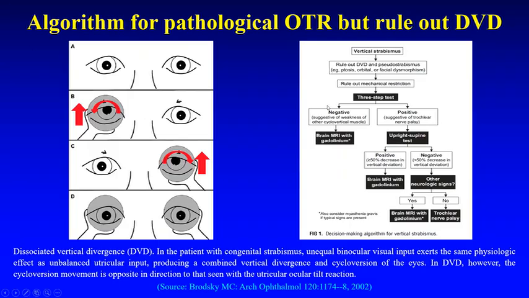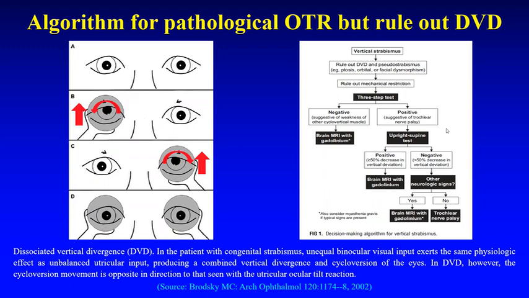So, vertical strabismus: here you see, rule out DVD and pseudostrabismus, that is ptosis, orbital or facial dysmorphism. Rule out mechanical restriction and then do a three-step test. If the three-step test is negative, it is suggestive of weakness of other cyclovertical muscles. Brain MRI with gadolinium is to be done. If the three-step test is positive, which is suggestive of trochlear nerve palsy, the upright-supine test is done. A positive test indicates more than 50% decrease in the vertical deviation, and in that case, skew deviation is for sure. Brain MRI with gadolinium is required.